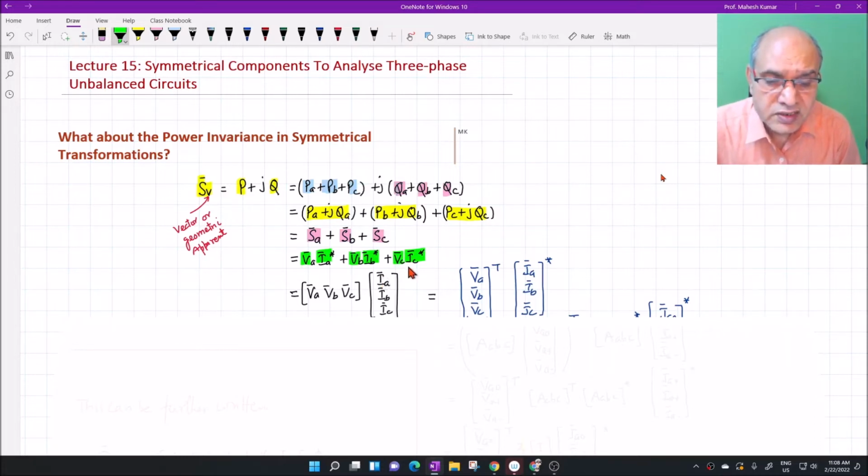And this is known as the inner product of two column vectors. So here you have to add the conjugate term, and this becomes the inner product of the voltage row vector and the current column vector, which can be written as VA VB VC transpose, and then this into IA IB IC conjugate. So this is called the inner product of the V and I column vectors, or voltage and current phasor column vectors.